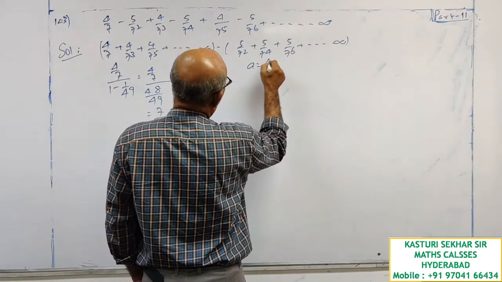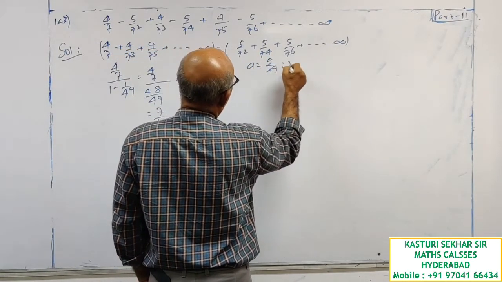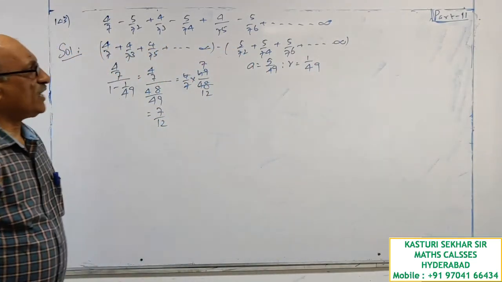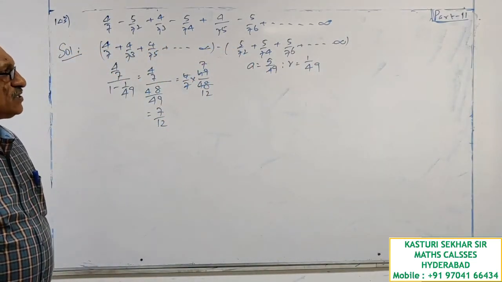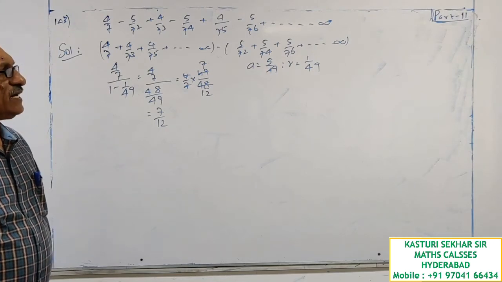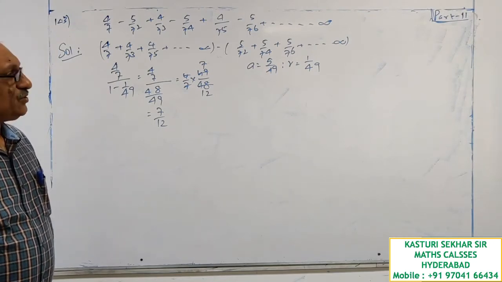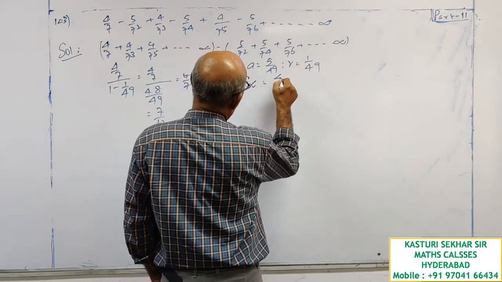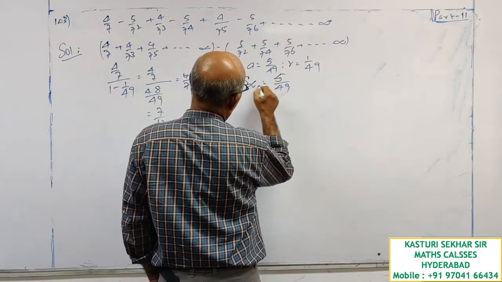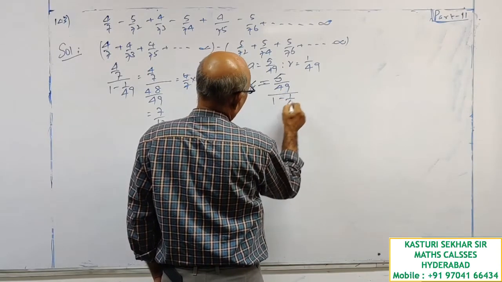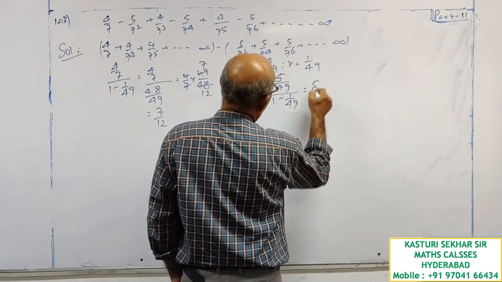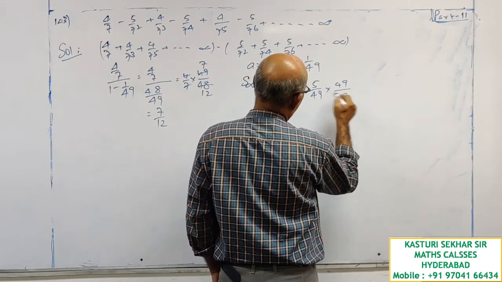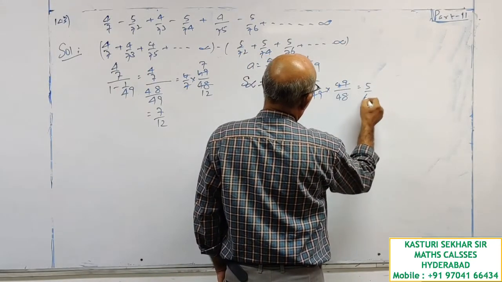Now A is equal to 5 by 49. Common ratio is 1 by 49. For the second series, first term is 5 by 49, common ratio is 1 by 49. S infinity is equal to 5 by 49 into 49 by 48. 5 by 48.